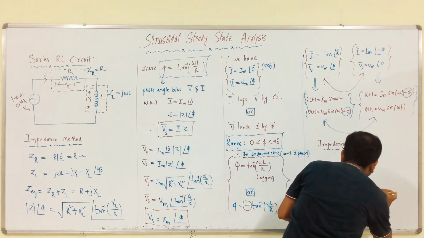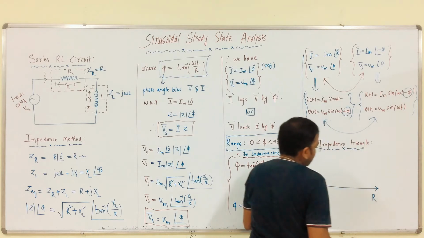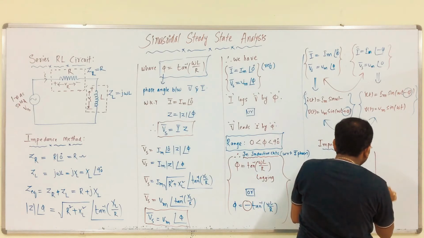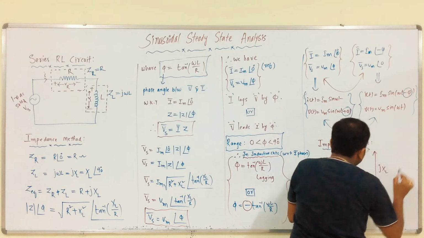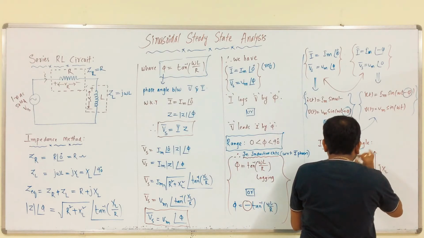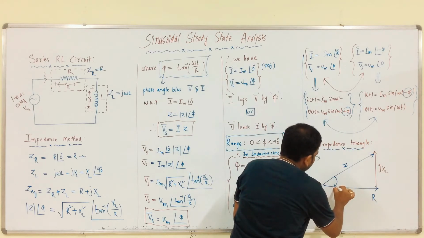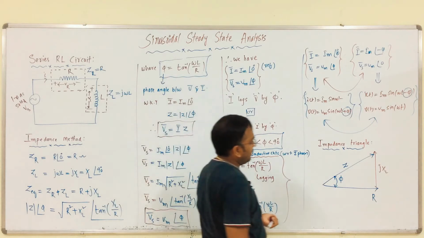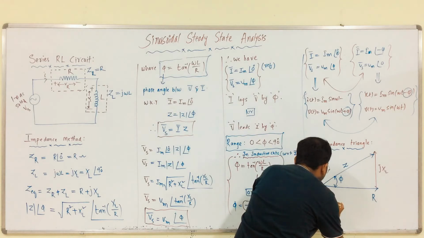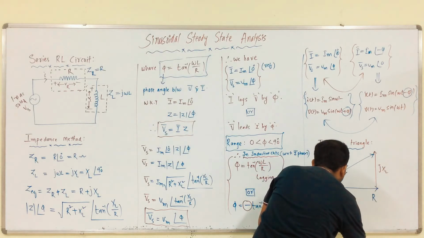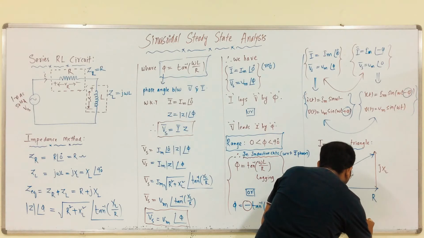We all know that this is the real part, that is nothing but resistance. Horizontal component is nothing but resistance. This is jXL, the vertical component. This is the impedance. So, this is the phase angle between the horizontal component and the vertical component. So, from this, tan phi is what? XL by R. Phi is equal to what? Tan inverse XL by R. That is it.